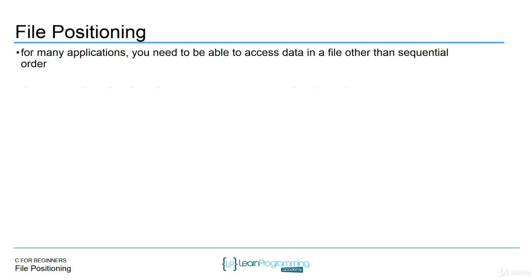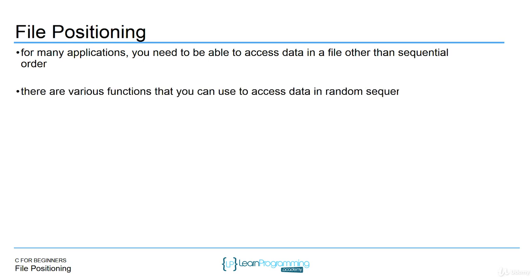For many applications you're going to need to be able to access data in a file other than in sequential order. Sequential order is starting at the beginning and then going byte by byte towards the end. That's not always useful because you may want to go into the middle of a file and grab data, or at the end of the file and grab data. It all depends on the application. You don't always want to go from the beginning to the end. So there are various functions that you can use to access data in random sequence.